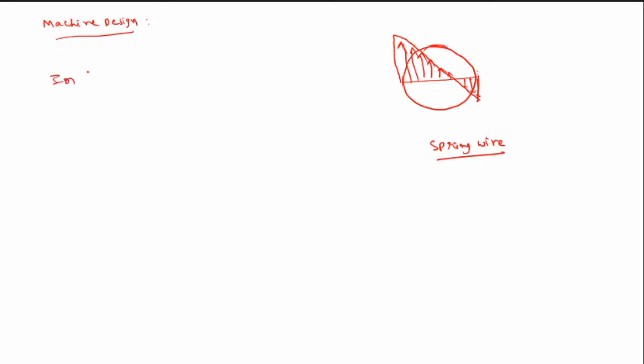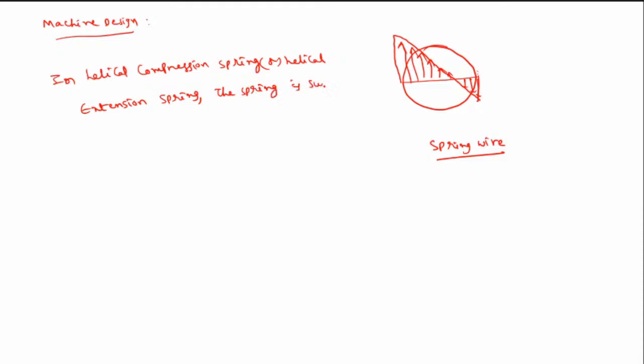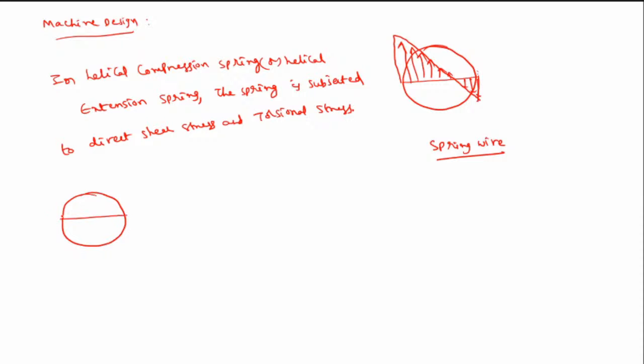We know that in a helical compression spring or helical extension spring, the spring is subjected to direct shear stress and torsional shear stress. How will the direct shear stress vary across the section? Like this. Let us say this is tau 1, and this is the direct shear stress variation.